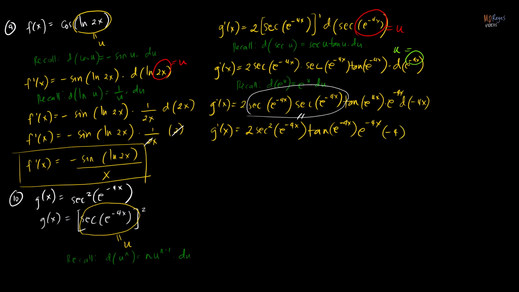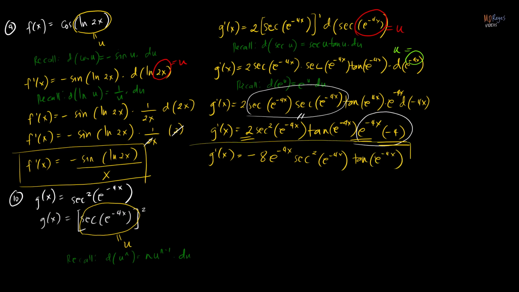Okay, so let me just write this 2 in front. So g prime of x, if we multiply negative 4, this constant, and 2, we'll have negative 8 as a constant. And then I'll write this in front also, e to the negative 4x. And then the remaining expression, secant squared of e to the negative 4x times tangent of e to the negative 4x. This is the derivative of the function.